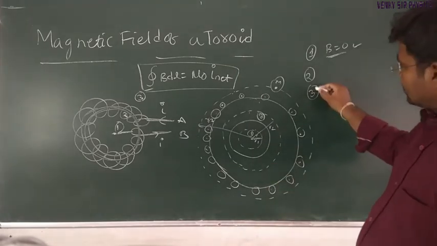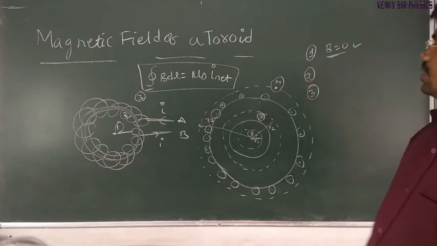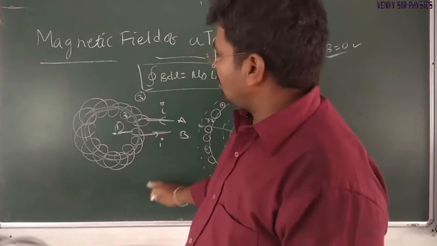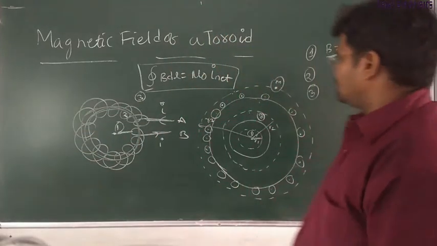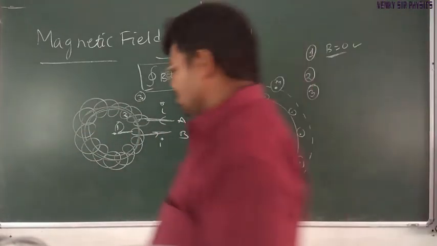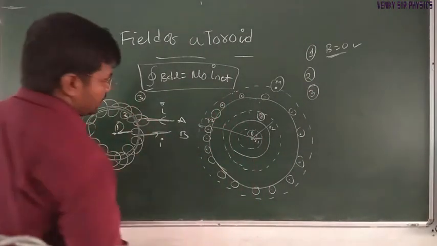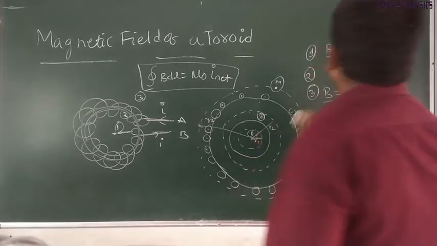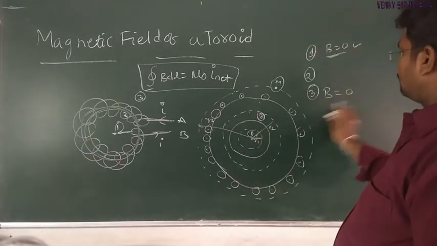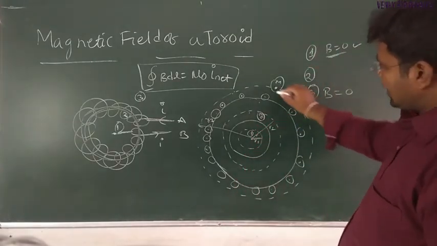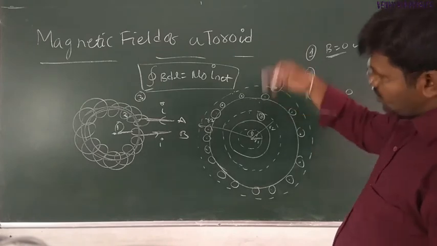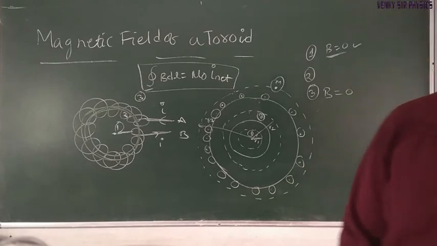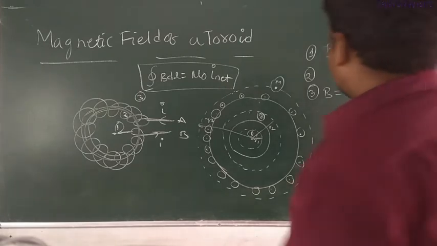At the third point, outside the outer edge of the toroid, the magnetic field is 0. Only inside the toroid can we get a magnetic field. Here also B is equal to 0. At the second point, at the center of the toroid, we have to find the magnetic field by using Ampere's circuital law.